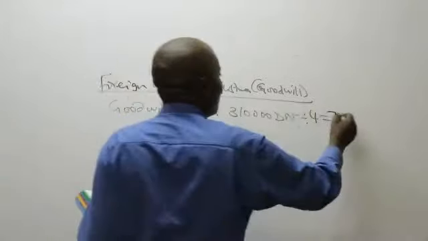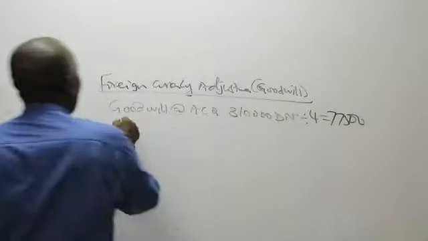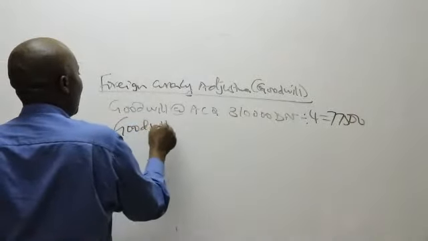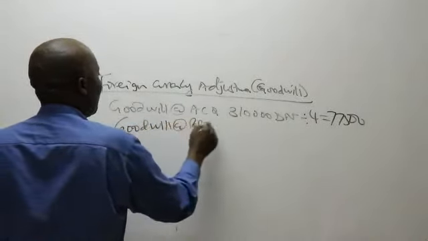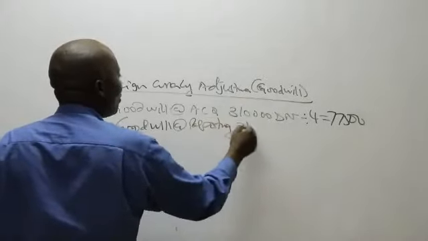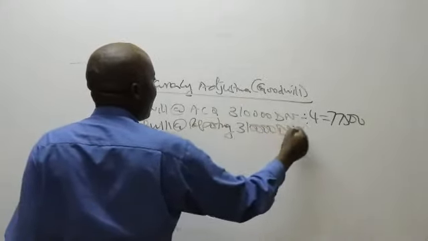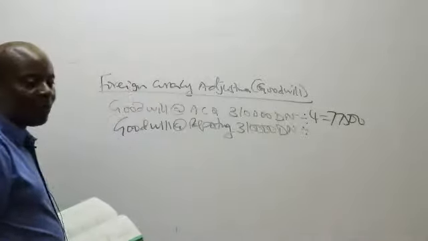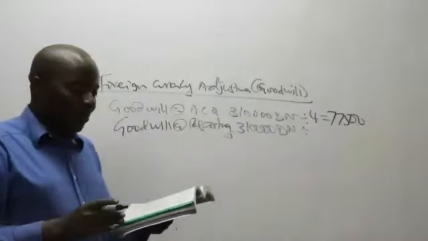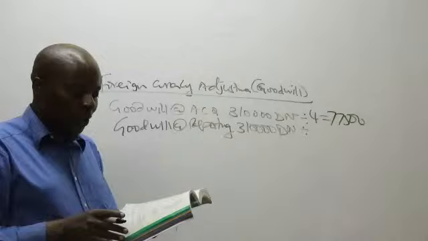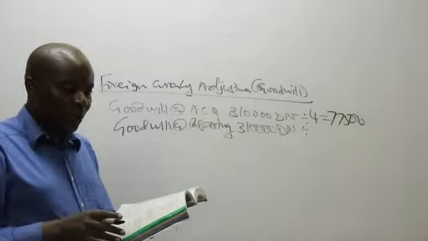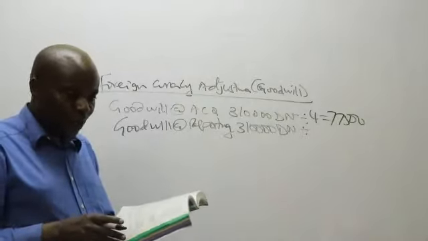77,500. Thank you very much. And now we have goodwill at reporting. Goodwill at reporting was also 310,000 dinars, but I would want to translate this. Could you kindly help me translate this? Which rate should I use?